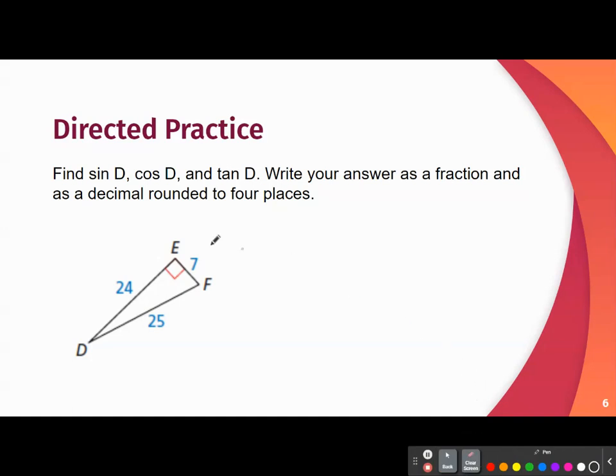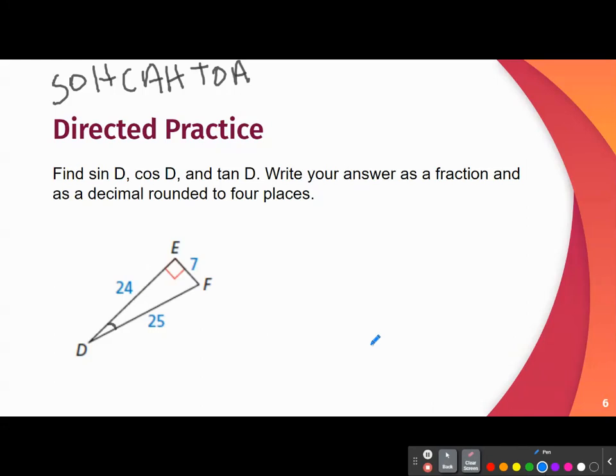Okay. So it wants me to find sine of D, cosine of D, and tangent of D. And I have to write my answer as a fraction and as a decimal rounded to 4 places. So first thing I recommend is writing out the SOHCAHTOA to remember it, to keep everything in order. Okay. Now they're talking about angle D. So next thing I would do is label which side's the hypotenuse, which side is adjacent, and which side is opposite.